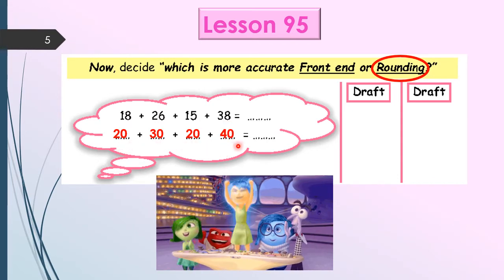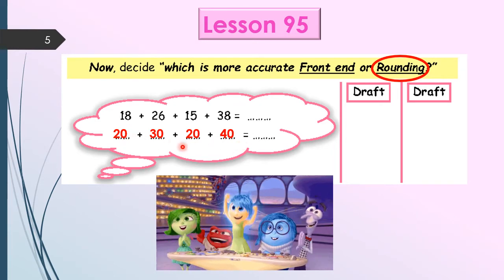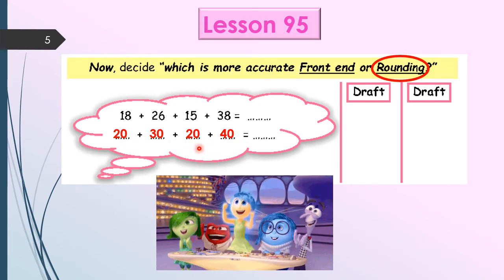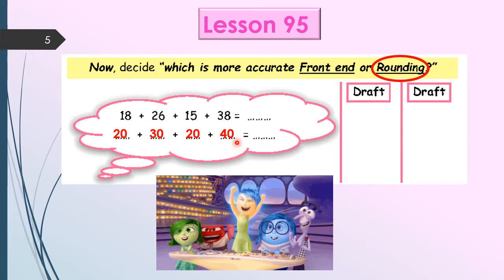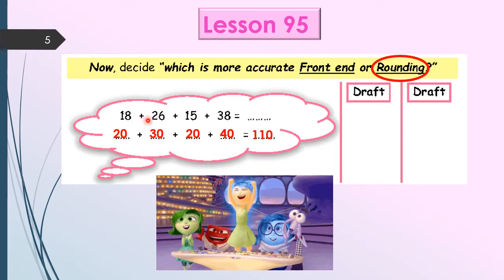Let's add all of these 4 numbers. It will be 50 plus 20, it will be 70. 70 plus 40, it will be, yes, good job, it will be 110. Let's check our real answer here.